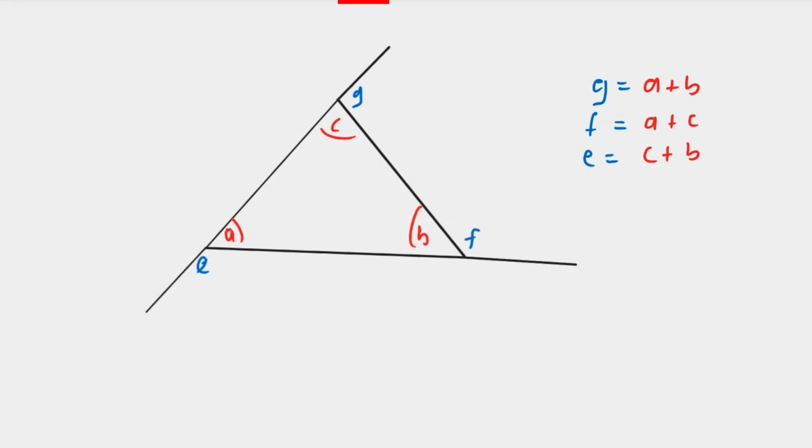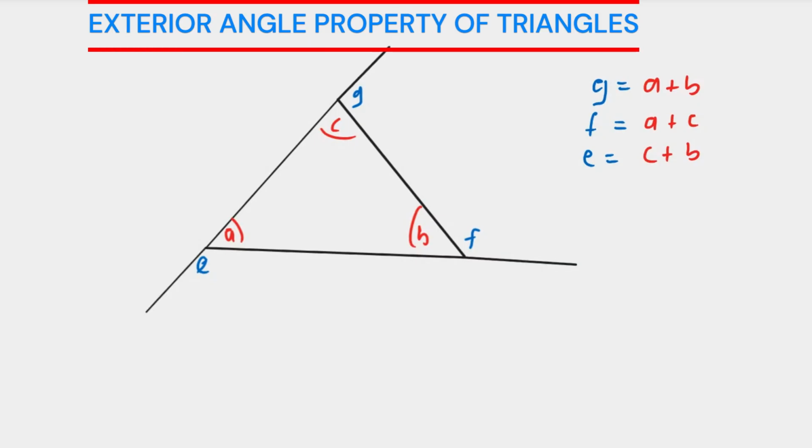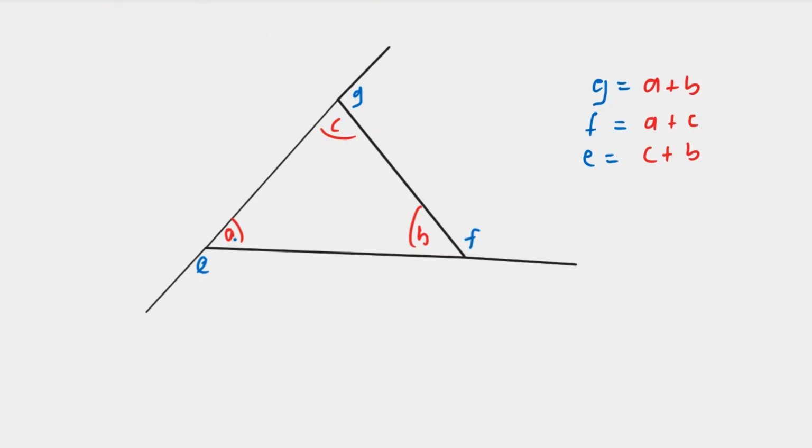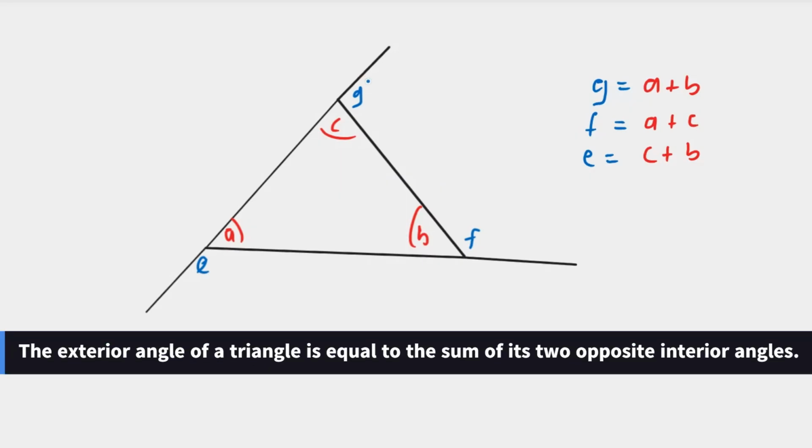In today's lesson, I'm going to talk about the exterior angle property of a triangle. So let's begin. These are the exterior angles. The blue ones are the exterior angles, and these are the interior angles. This property states that whenever you take the exterior angle of a triangle, it is the same as adding its two opposite interior angles.